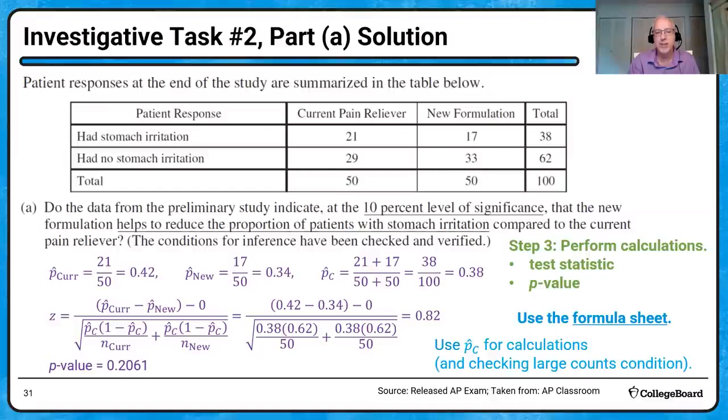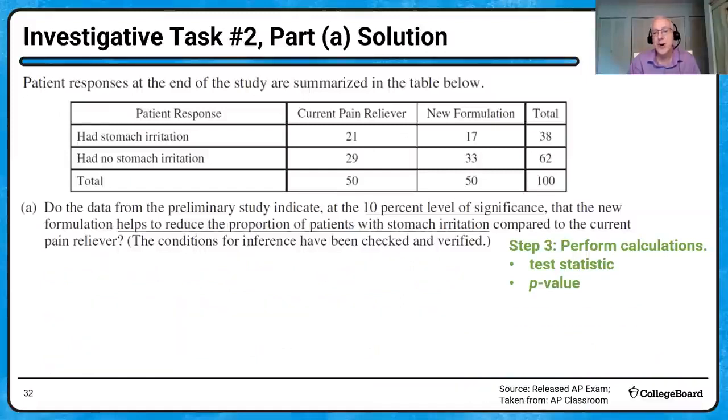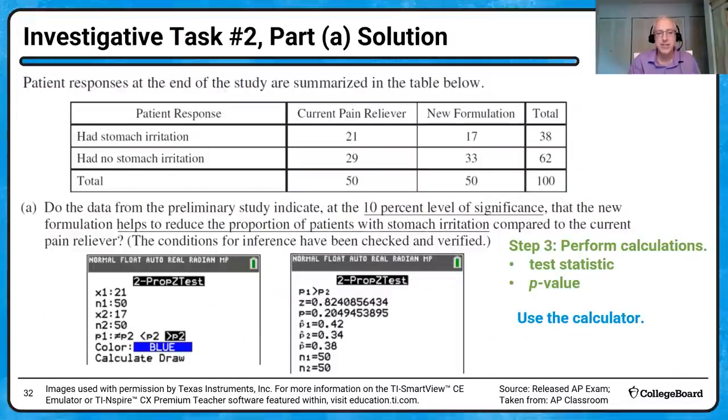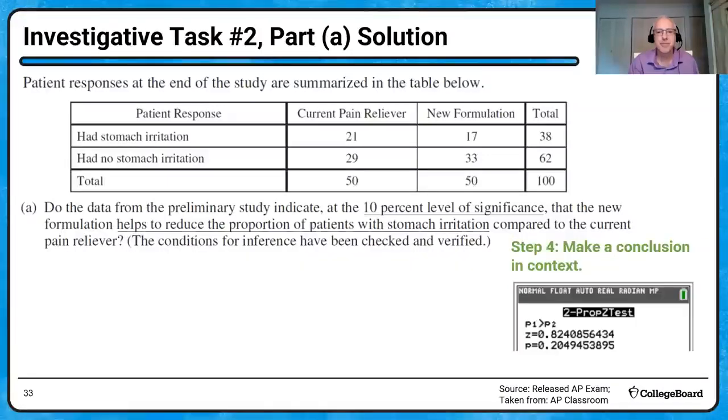That's a lot of work. I mean, this is just part A. So another option that might be more efficient is to use the calculator. Here is the output from a 2-proportion z-test on the TI-84 or TI-83. And you can see the z-statistic is very similar up to rounding to what we got from the formula sheet, and the p-value is about 0.2049. Similar, but not exactly the same due to rounding when we were calculating with the formula. So we have what we need here. We have the test statistic and p-value. We would just write those two numbers down on our paper, and we would be done with step 3.